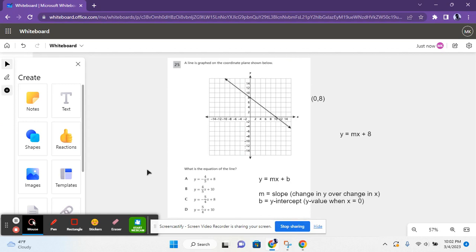Another point is 10, 0. I put a point over here real fast. And you have to go down 8 units and to the right 10 units, which gives you the slope of negative 8 over 10, which is equal to negative 4 over 5, meaning the equation of the line is y equals negative 4 over 5x plus 8, which gives you answer choice A.